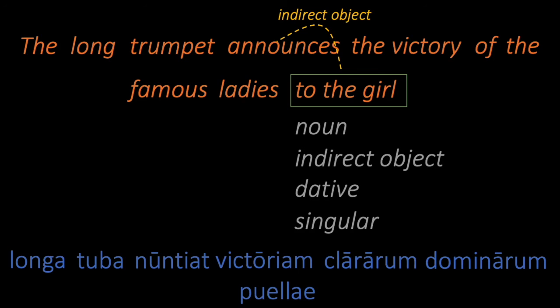As the text notes, the preferred Latin word order, barring any special emphasis, is subject, indirect object, direct object, verb. So using that framework, we get tuba longa puellae, victoriam dominarum clararum nuntiat.